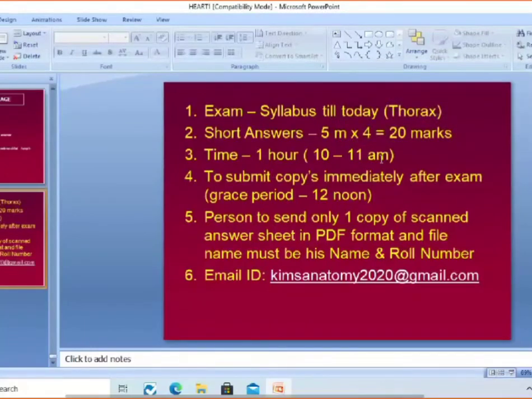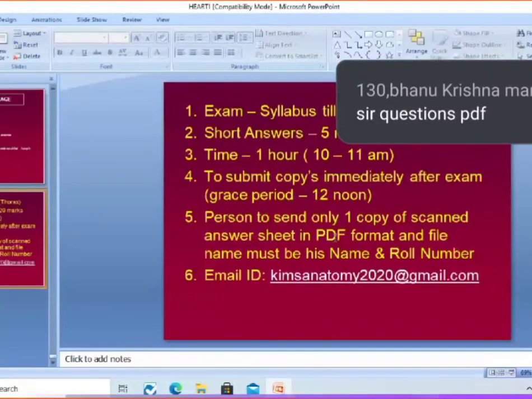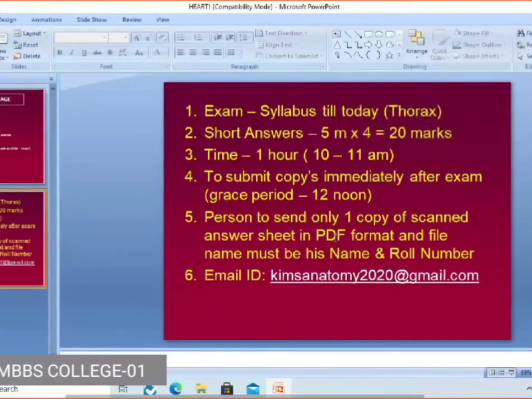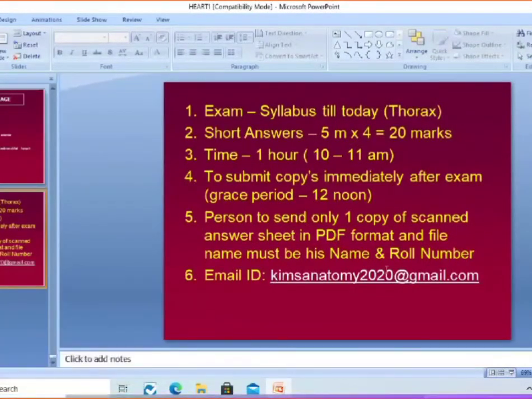Again I am telling you, your syllabus will be until thorax until today, and it is for 20 marks. You have to write it before 12 o'clock, scan the copy and change it into PDF format, and then rename the PDF and write your roll number on it, and only one person can send only one copy to this email. Please note it down once again. All of you have understood? Who is the CR?